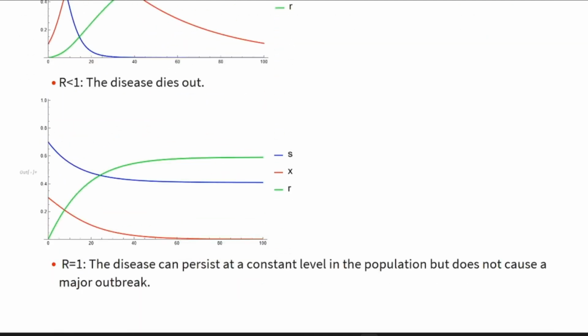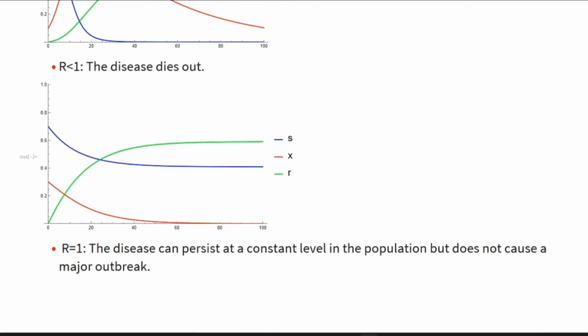Now, when R0 is less than 1, each infected individual is infecting fewer than one person. In this scenario, the disease doesn't result in a major outbreak, and it might even die out over time. At the end, not all of the population gets infected. And finally, when R0 equals 1, the disease is neither spreading rapidly nor dying off. It can persist at a constant level in the population, but it doesn't cause a major outbreak.